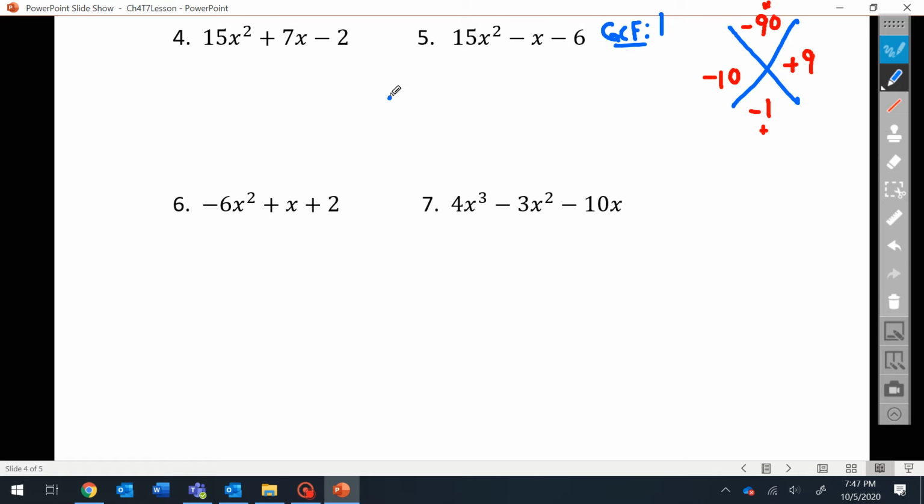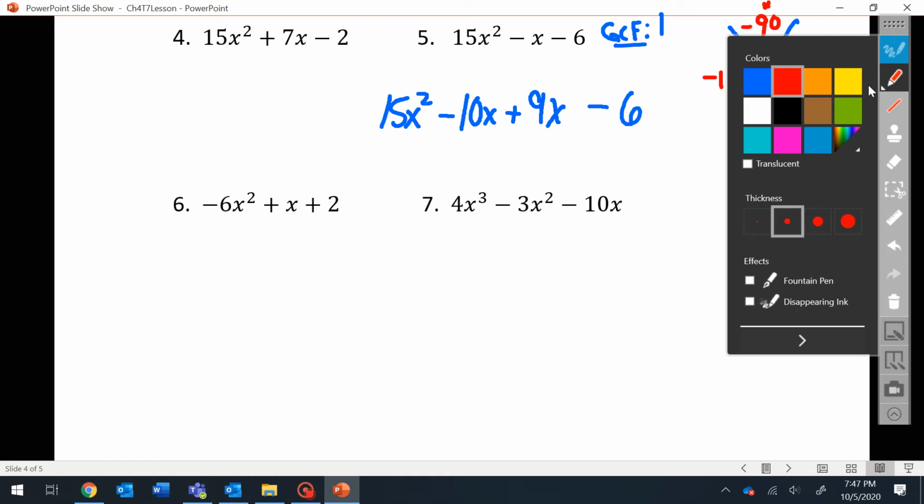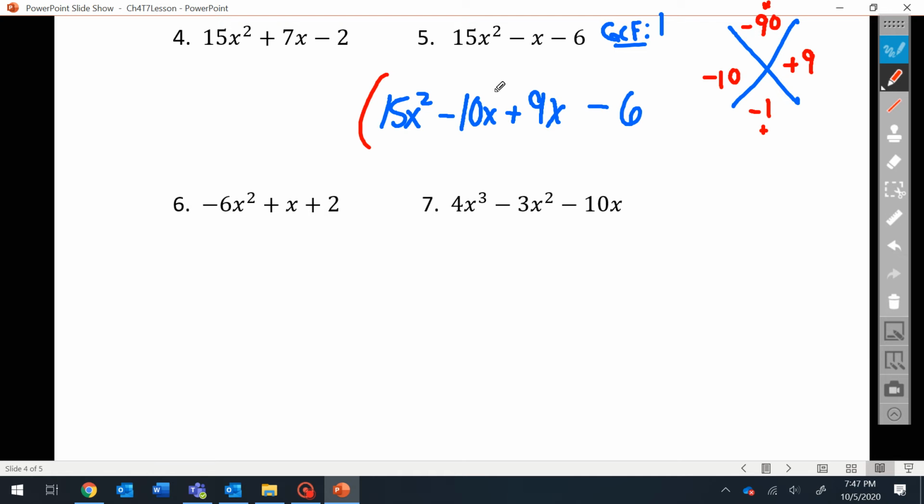That's going to allow me to split up. So we got minus 10x plus 9x and then minus 6. I'm going to group this. This is my first group. This is my second group. So the GCF of the first group is 5x. GCF of the second group is 3.